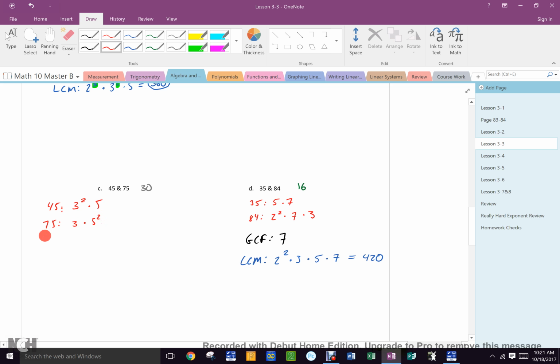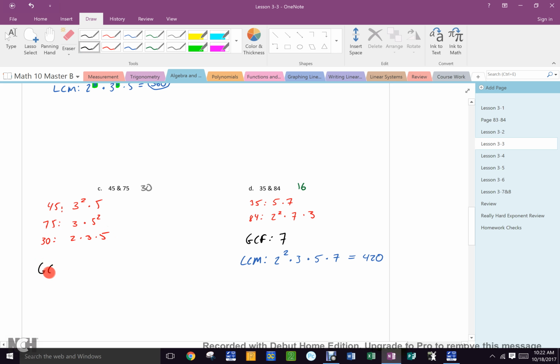So what do I have to add here now? 30. Do I change my methods? No. I found prime factors of 45 and 75, so now I find prime factors of 30. What are they? 3 cubed is 27. 3 squared is 9. 9's not a factor of 30. 2 times 3 times 5, right? Okay.